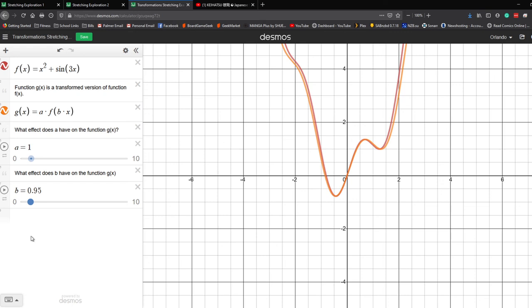So hopefully this kind of clears up the stretching and compressing. I will be putting links up to all 3 of these explorations so you can play around with it yourself if you're still having trouble figuring it out.